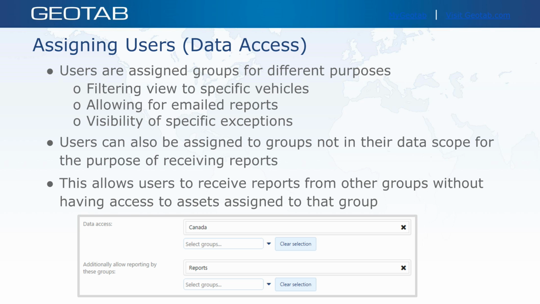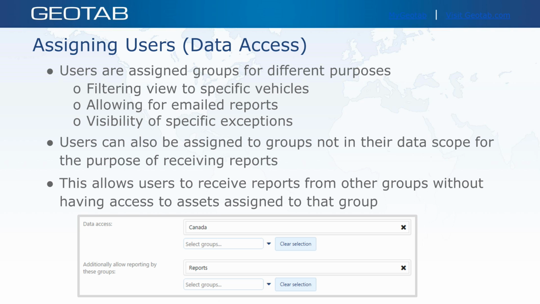security clearances, all that stuff, and then near the bottom you can see the data access that they have, but then there's that extra spot that says additionally allow reporting by these groups. So you can see we've got data access Canada, and then we've got reports in this example. You could also have, let's say, data access for Canada, and your additional allow reporting groups could be vehicle types.